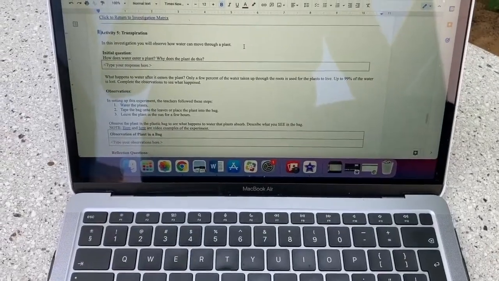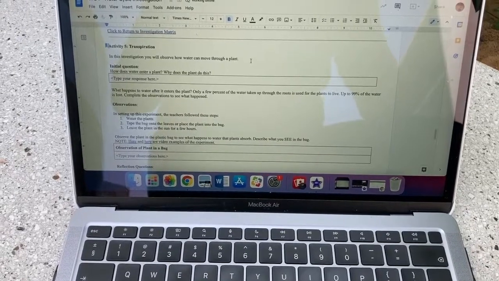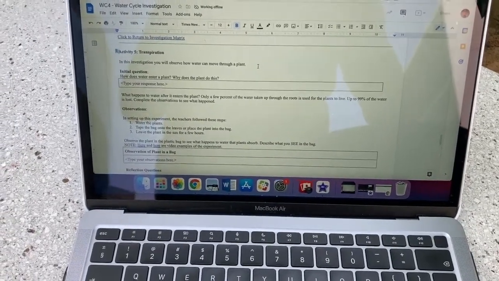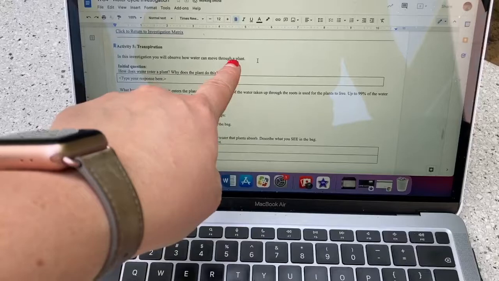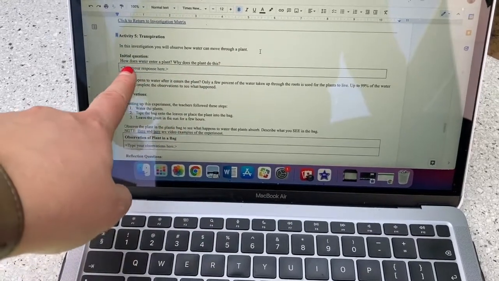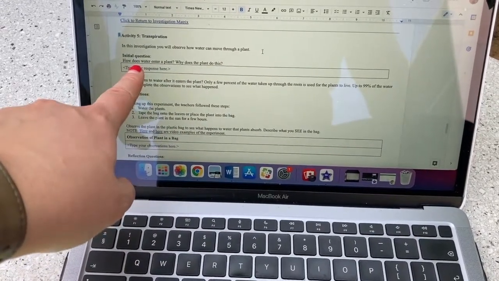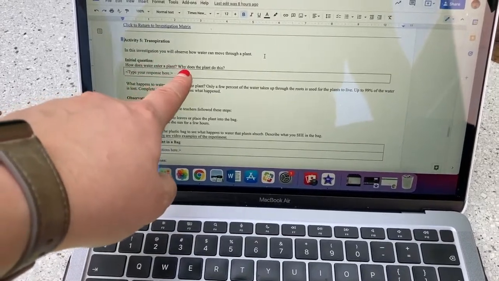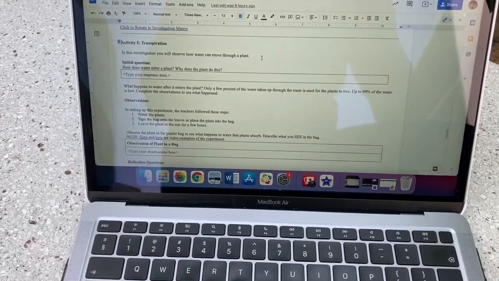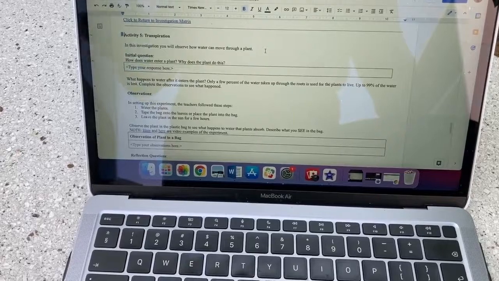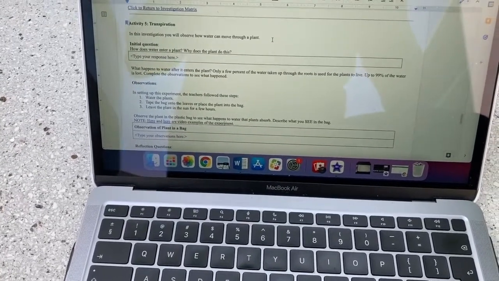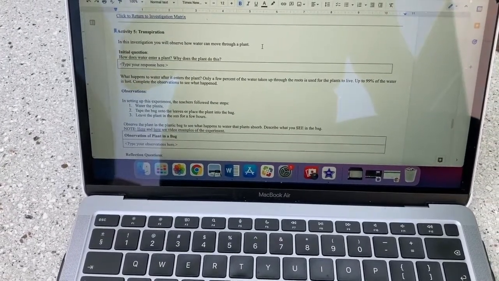All right, we are now on activity 5, investigation 5, which is about transpiration. So as you can see, we're going to observe how water can move through a plant. First, an initial question that should just be background knowledge. How does water enter a plant? Why does the plant do this? Think about the parts or components of a plant. Which part does the plant use to take in water? Why does it do that?